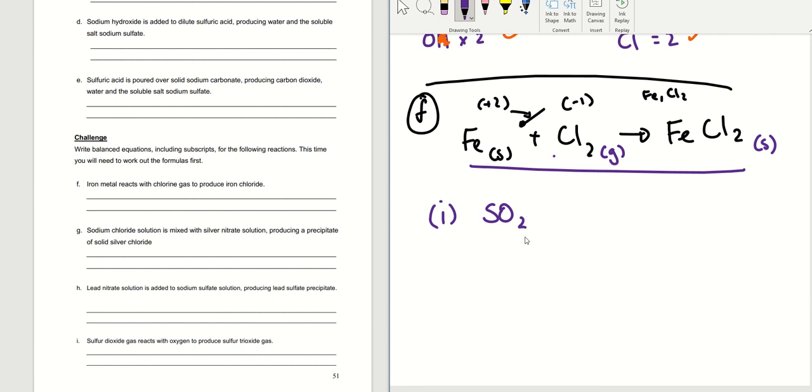Remember your conventions in naming covalent compounds. We have oxygen. Oxygen is diatomic. And then we have sulfur trioxide. So this one's slightly different. You can see that we have 3 oxygens on the right, and we have 4 oxygens on the left.